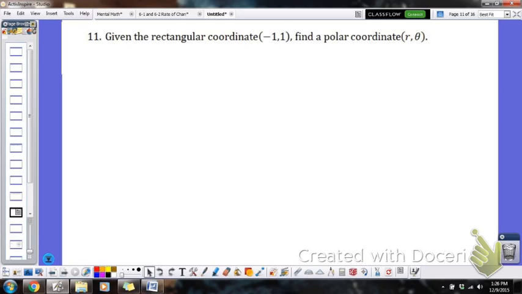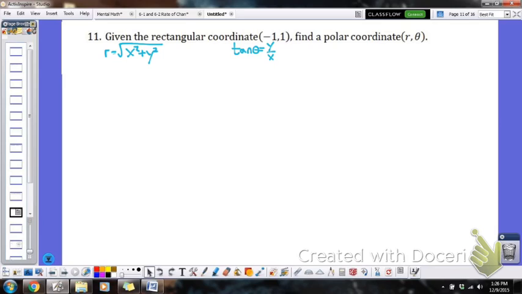For number 11, we are given a rectangular coordinate, (-1, 1), and we need to find the polar coordinate, r and theta. So I need to find what r is and find out what theta is. I'm going to find r by using the Pythagorean theorem, or r is equal to the square root of x squared plus y squared. That's how I'm going to find my radius. And I'm going to use the fact that the tangent of theta is equal to y over x. So I'm going to use those two things to find my radius and my angle measurement.